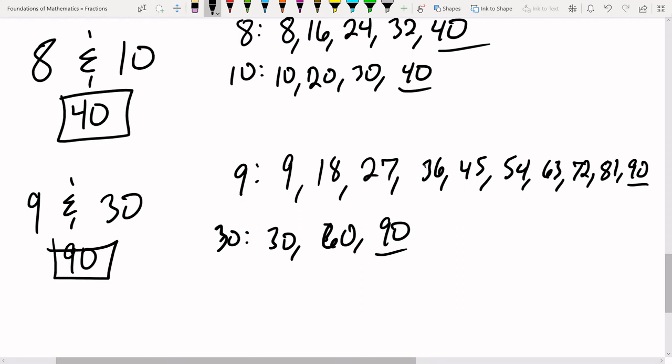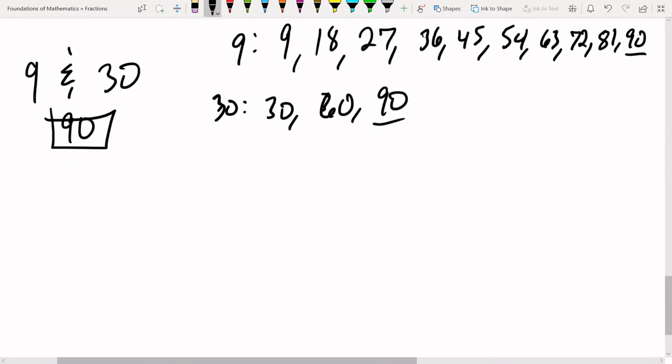Now this one, you had to go quite a ways in multiples of 9. So this one might actually be a good one to look at in a different way. We could do the prime factorization. Definitely don't want to do the other method, like 9 times 30. That's definitely not going to be the least common denominator in this case.